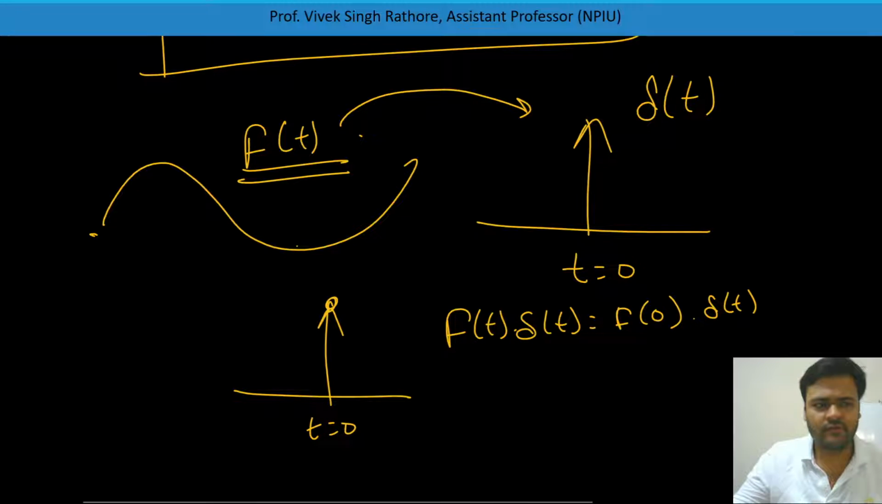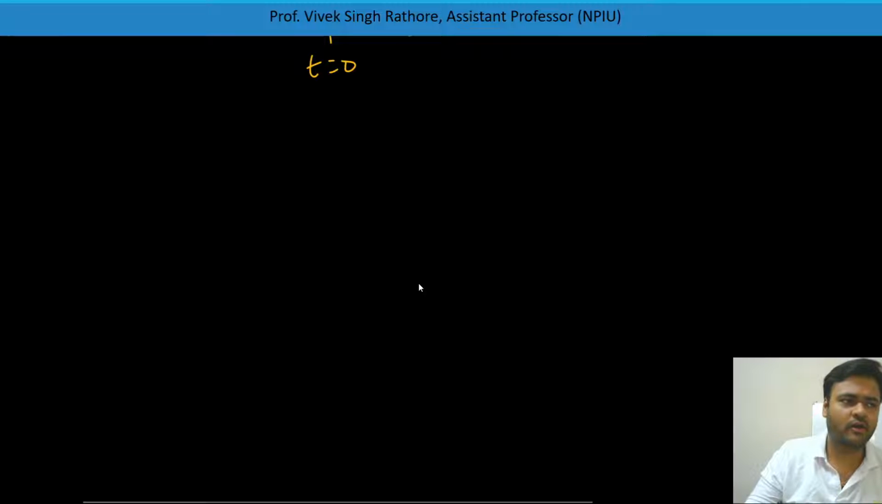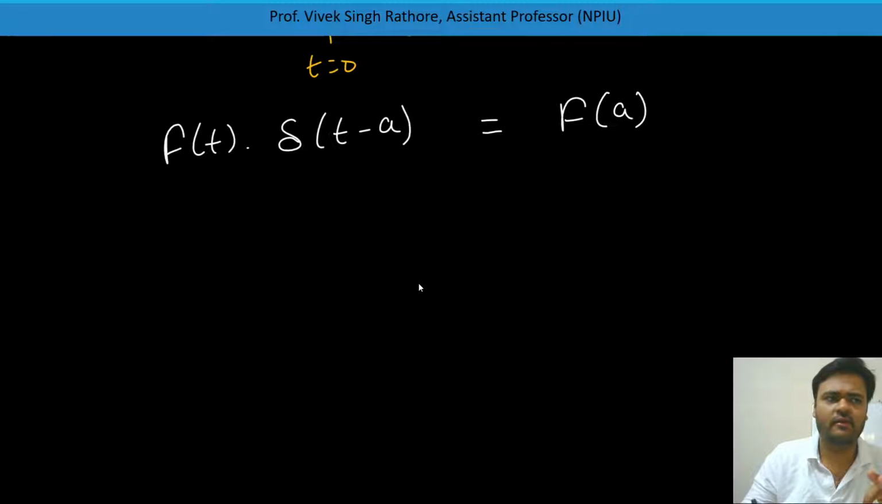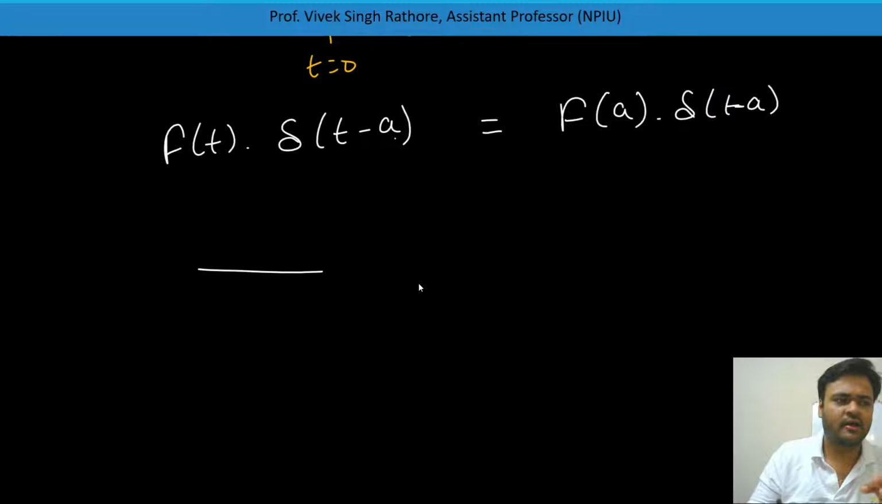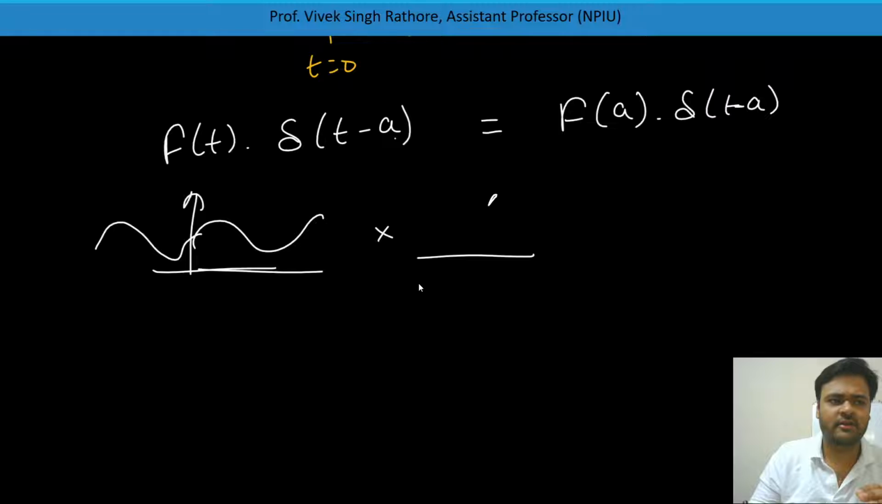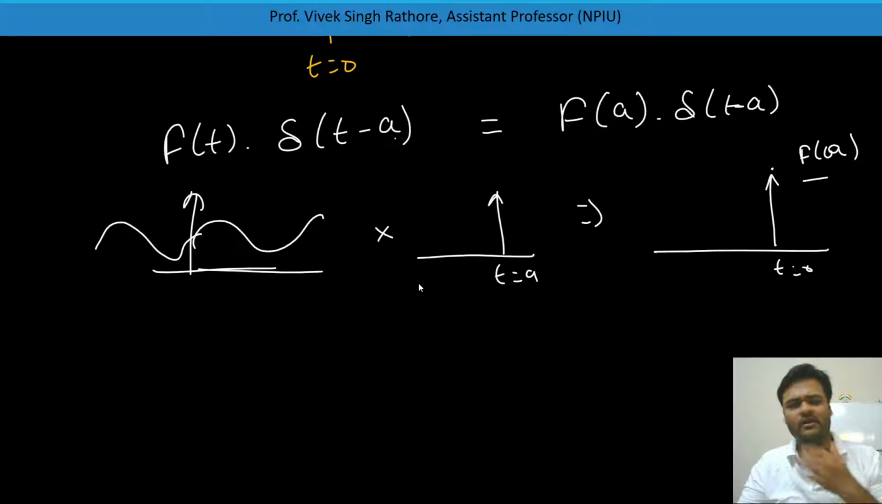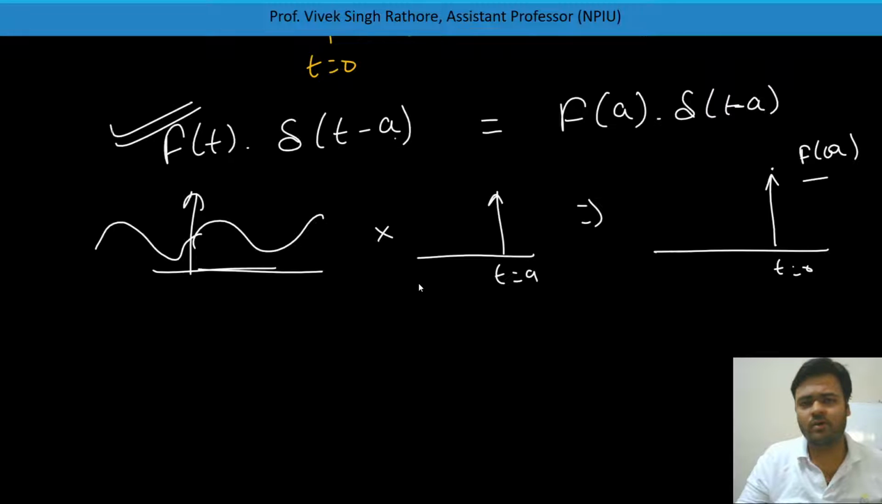So this value you should remember. Or I can write it as f(t) multiplied by delta(t minus a), whatever a may be. The function will exist for f(a) only. The signal is multiplied by delta(t minus a), so the signal will exist at t equal to a only, and the value is f(a). So f(a) into delta(t minus a), this you can calculate. Many questions in GATE have been asked with respect to this formula only, so you must understand it and you can solve it.